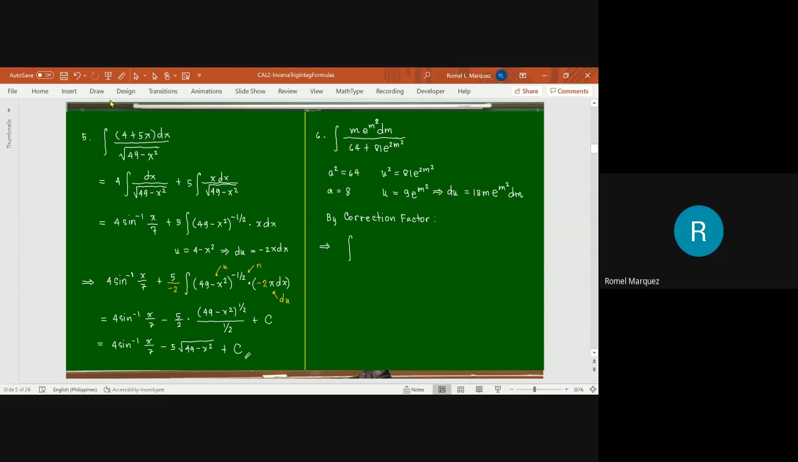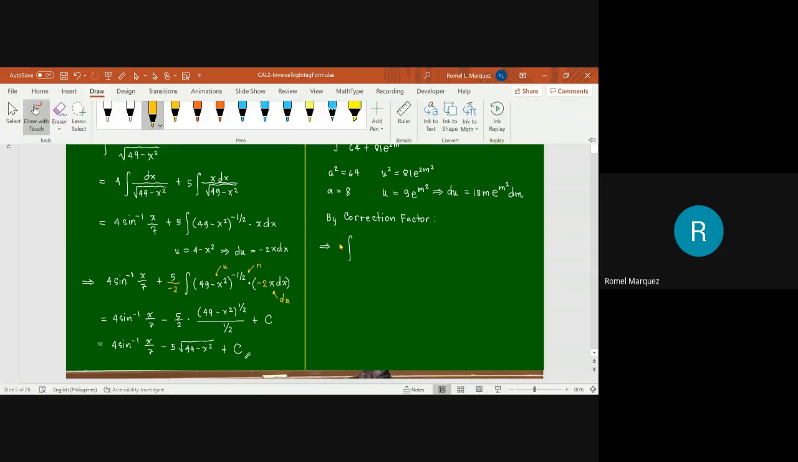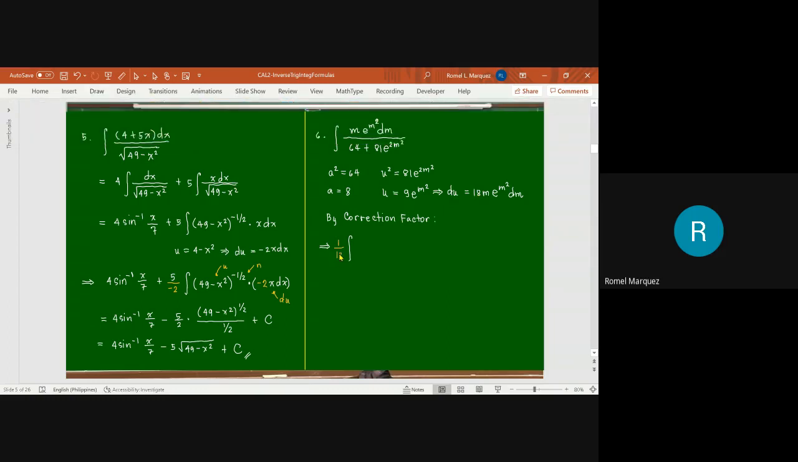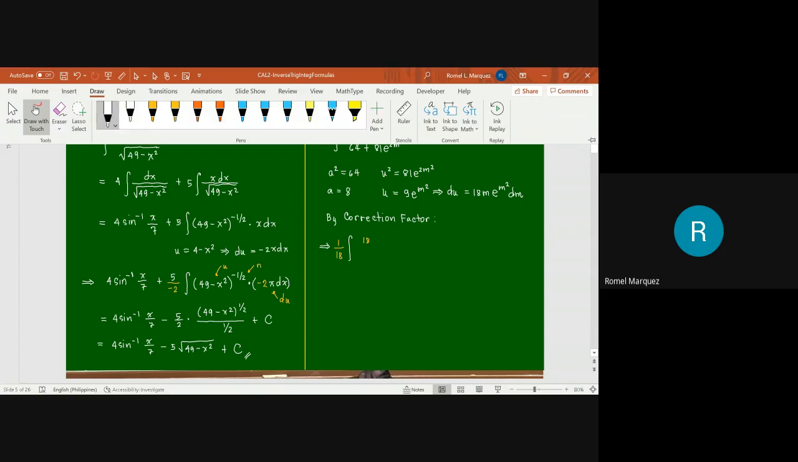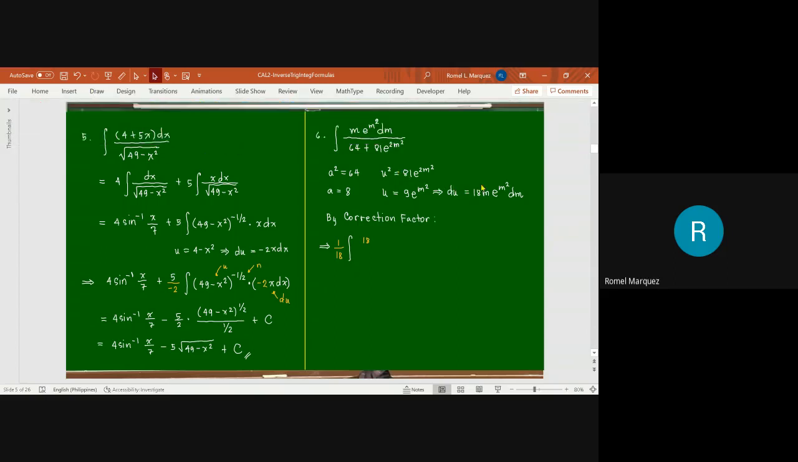what am I going to multiply outside? 1 over 18, because I'm going to multiply inside by what? By 18. Am I right, guys? 18. And then copy the rest. Okay? Copy the rest. Which one should I copy? This one.